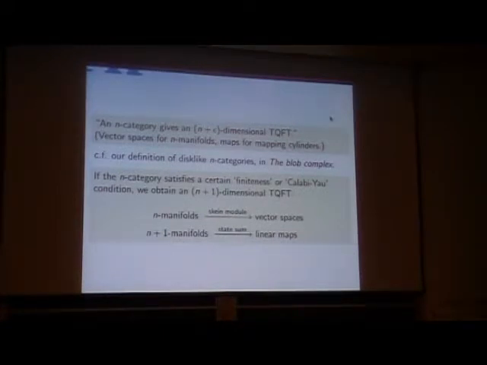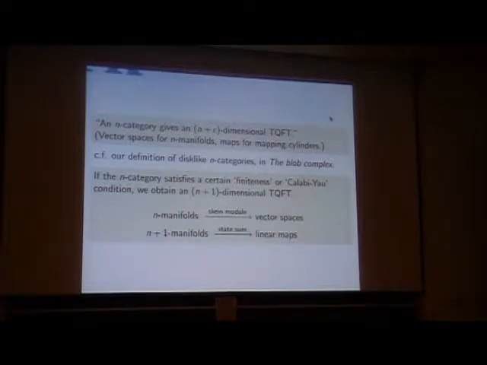First of all, there's this general idea that an n-category, maybe a pivotal n-category, you have to have some notion of duality, gives an n plus epsilon dimensional TQFT. Now, what do I mean by n plus epsilon? Well, it should associate vector spaces to n-manifolds, but it doesn't necessarily associate anything to an arbitrary n plus 1 manifold. It just gives you linear maps for mapping cylinders. One place you can go to read for a description of how to build TQFTs from n-categories is our discussion of disk-like n-categories in our paper on the blob complex, but there are other ways if you prefer to think about this.